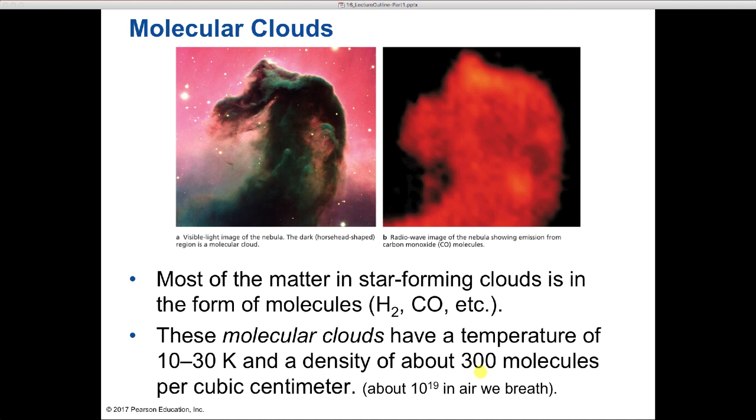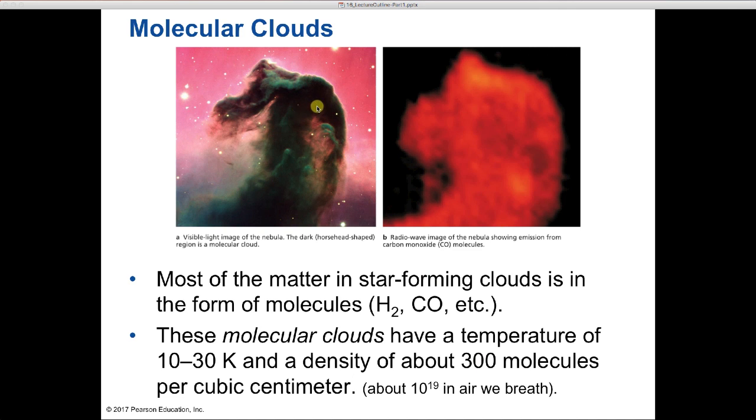Let's contrast that with the density of the air we breathe. The air we breathe has about 10 to the 19 molecules or atoms per cubic centimeter. So that's 1 followed by 19 zeros. That's a very big number compared to 300. So these clouds of gas and dust are very sparse, very diffuse.